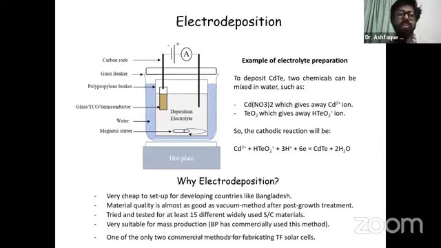To be more specific, it is industrially tested, and right at the moment, this is one of only two commercial methods that has been industrially successful so far. The other is basically a modified CSS method, which is used by First Solar in the USA. They are commercially successful, and electrodeposition is the other one, which used to be used by BP before. So that is the other commercially successful technique.